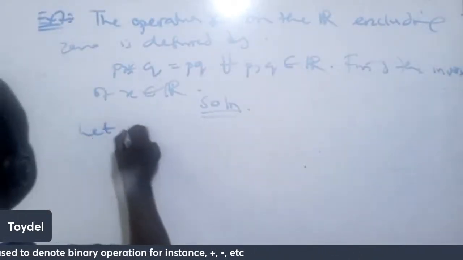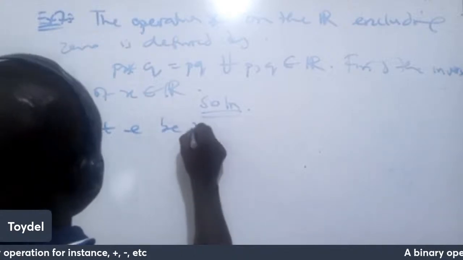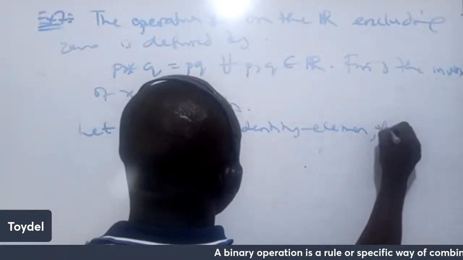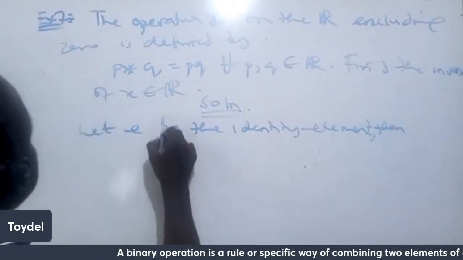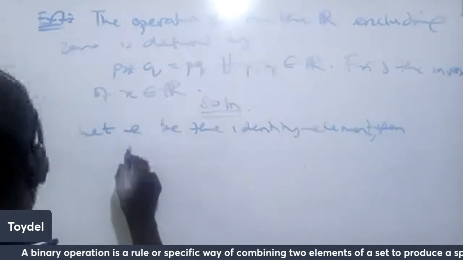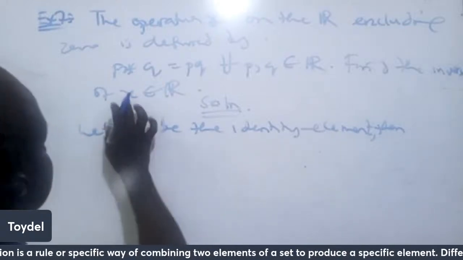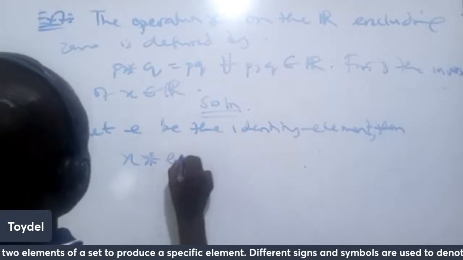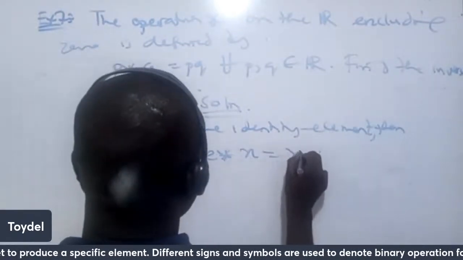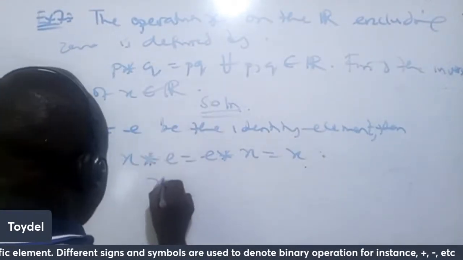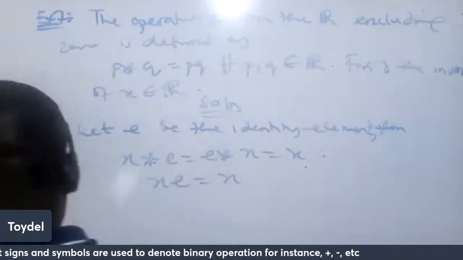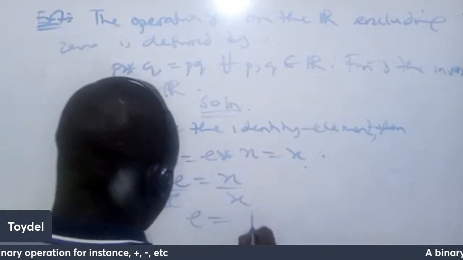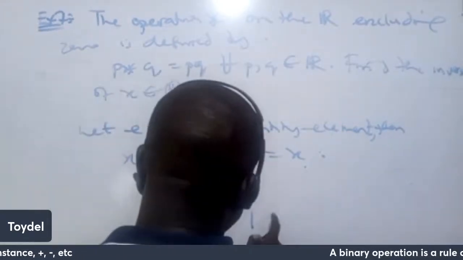So we now say let E be the identity element. Then if E is the identity element, for this X we have X asterisk E equal to E asterisk X, which equals X. So here we have X times E equal to X. Divide both sides by X, X cancels X, then E is equal to 1. So we have gotten the value of the identity element to be 1.